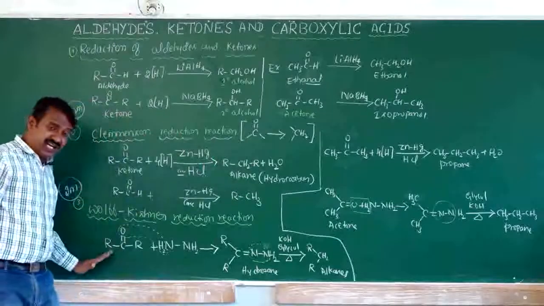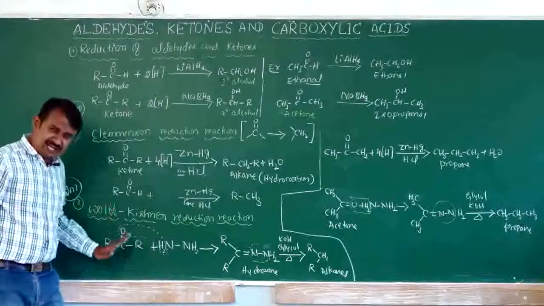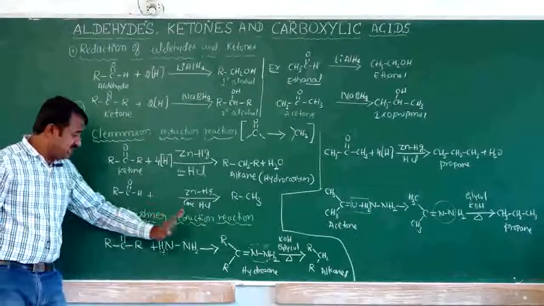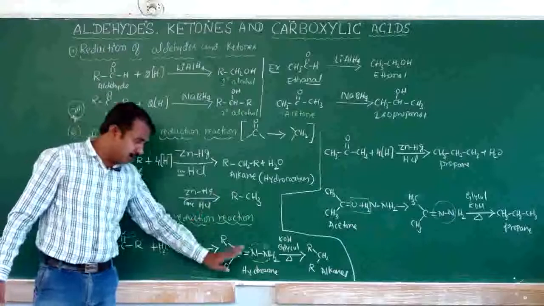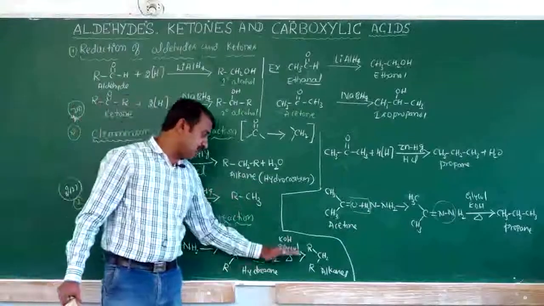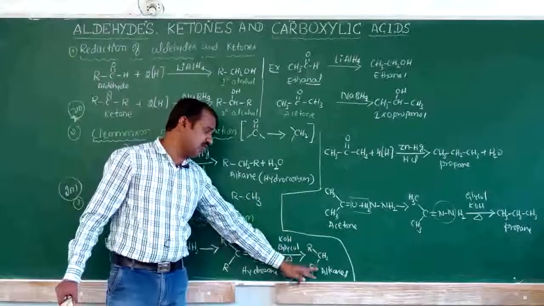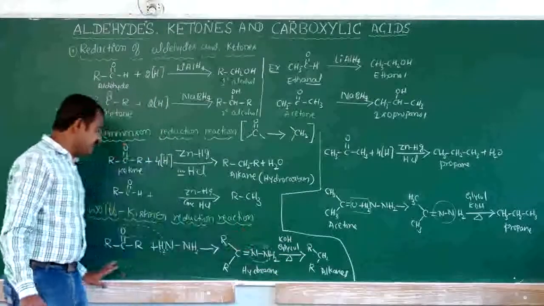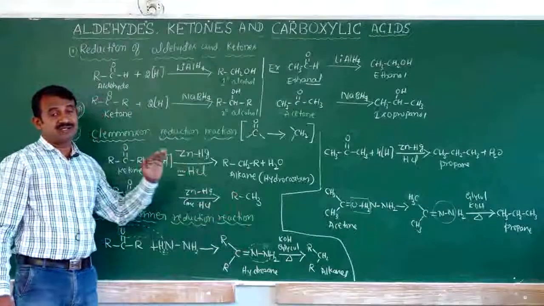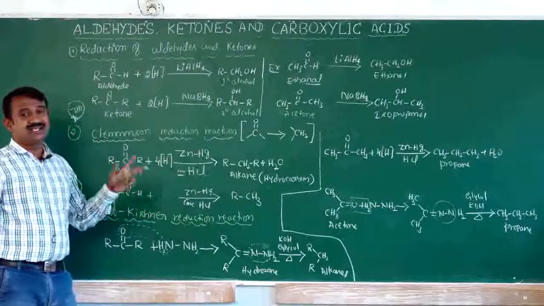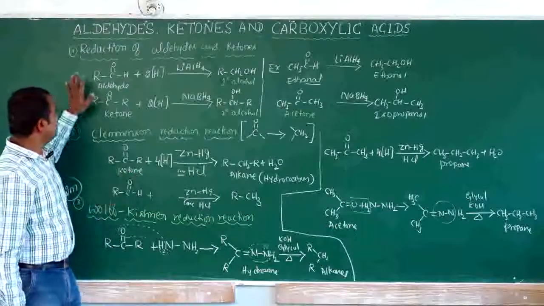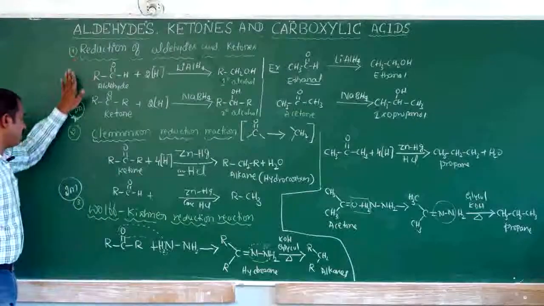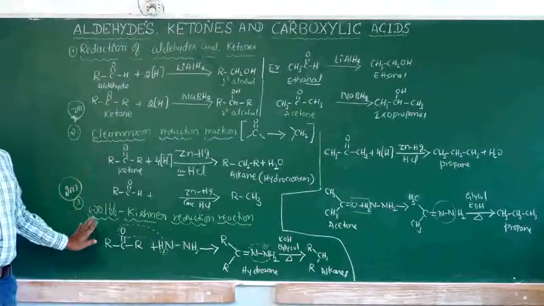Coming to the Wolff-Kishner reduction, whether it is aldehydes or ketones, they react with hydrazine to form hydrazone. Hydrazone is heated with potassium hydroxide and ethylene glycol to form hydrocarbons. Both convert aldehydes and ketones to hydrocarbons, but depending upon the reagent it is a named reaction. These are the 3 steps of reduction reactions of aldehydes and ketones.